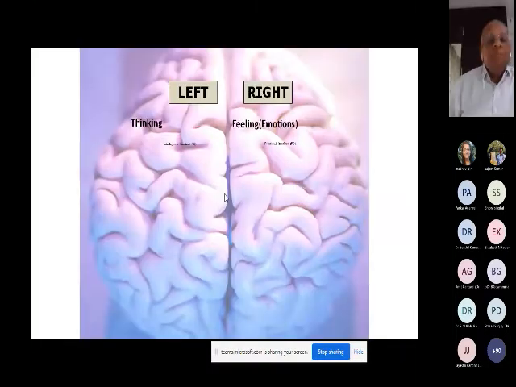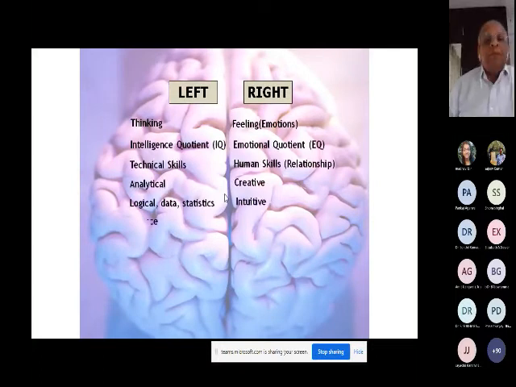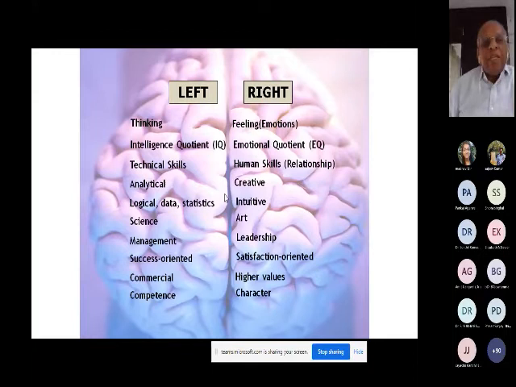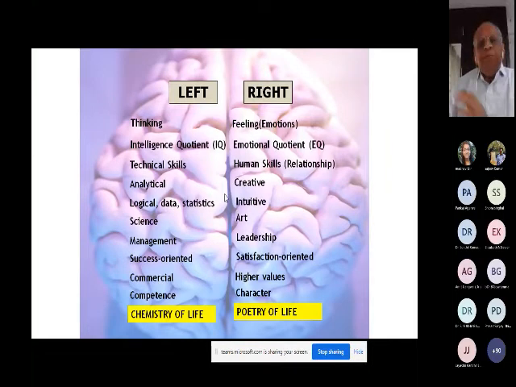This is the right brain and left brain syndrome which I was talking about. The left brain is responsible for thinking, intelligence quotient, technical skills, analysis, logical data and statistics, science, management, success-oriented, commercial sense and competence. Whereas the right brain is generally responsible for feelings and emotions, emotional quotient, human skills, relationship orientation, creativity, intuition, artistic pursuits like singing, dancing, sculpting, then leadership, satisfaction orientation, higher values, and character. In other words, the left brain is the chemistry of life and the right brain is the poetry of life.